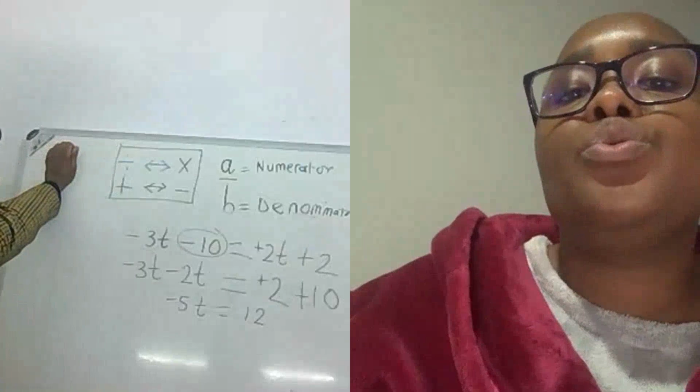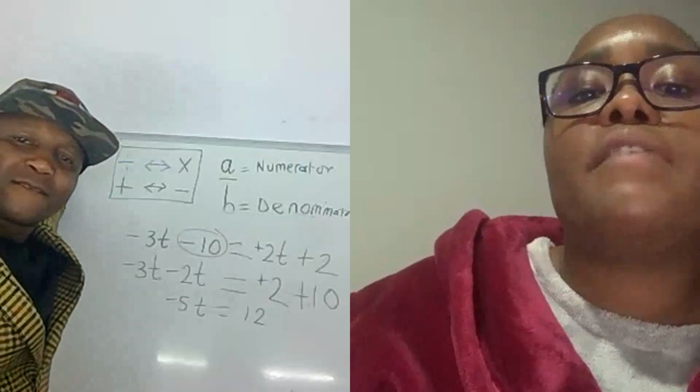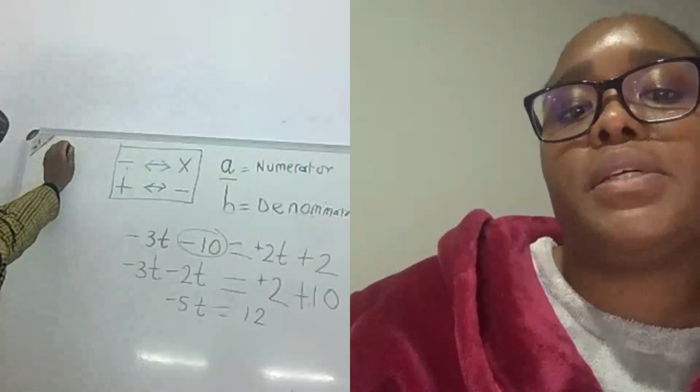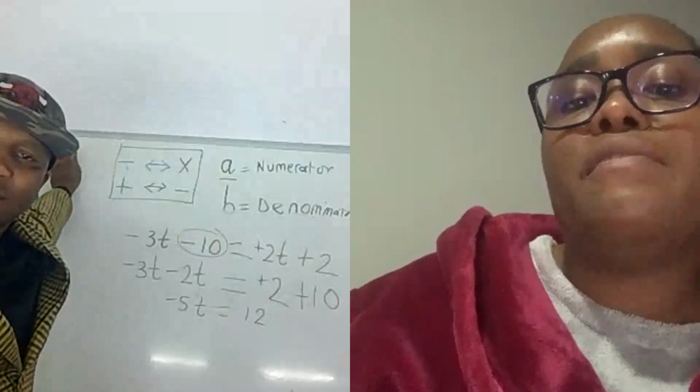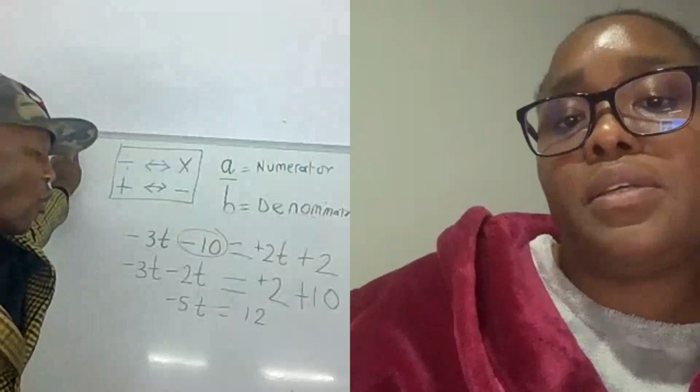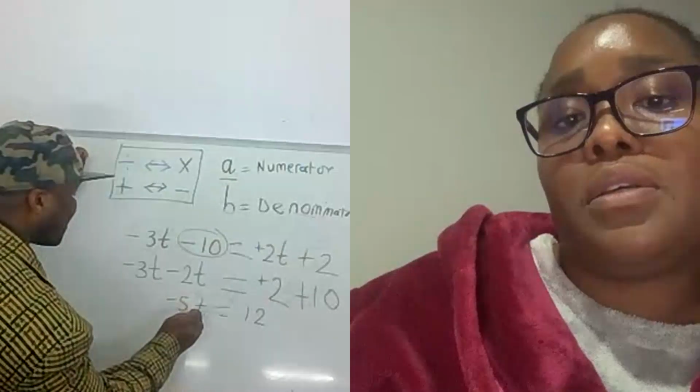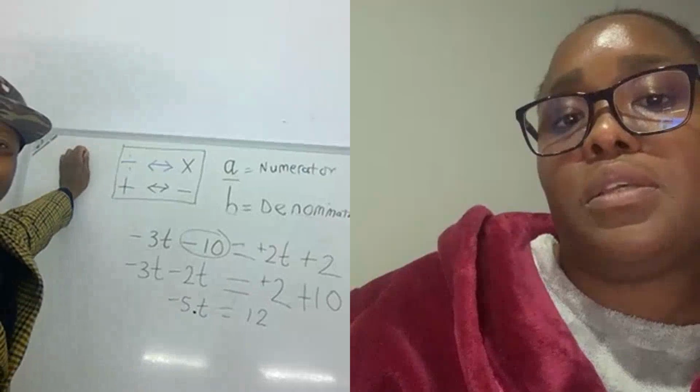We need to multiply because it's a number and an alphabet. So we always need to multiply if it's a number and an alphabet. You say there's a multiplication in between. That's what you say. And then how are you going to get the value of t right there?